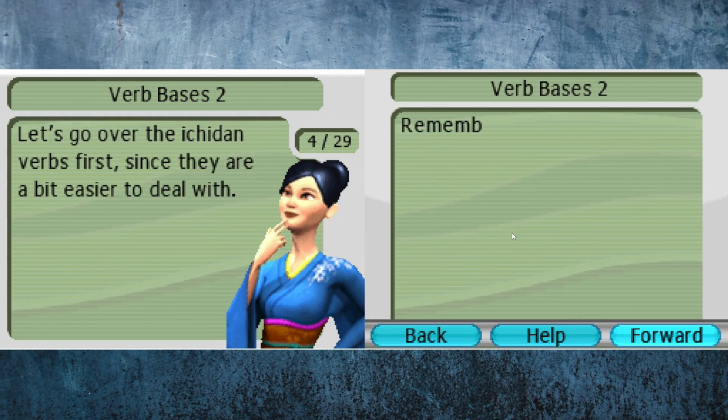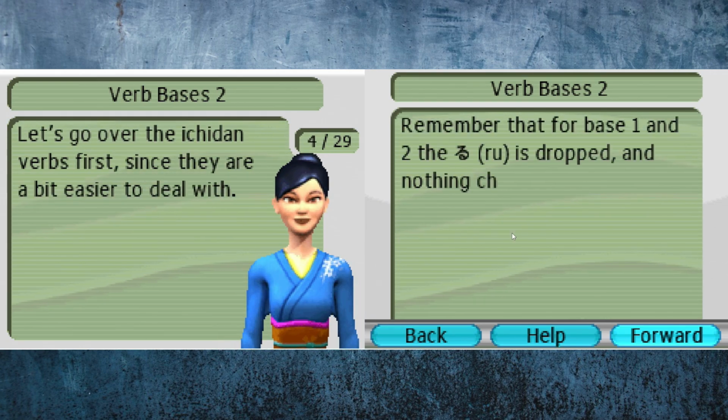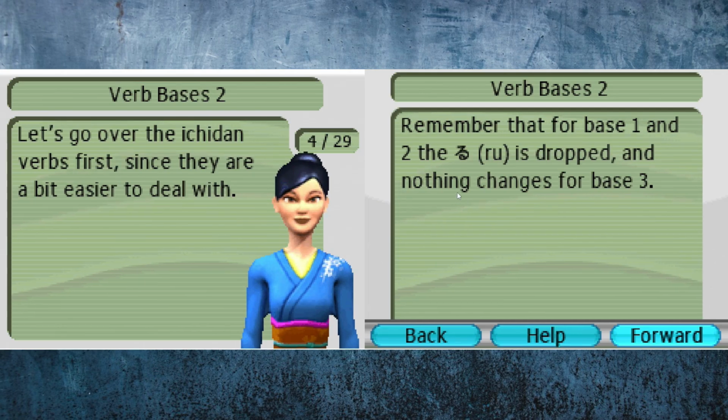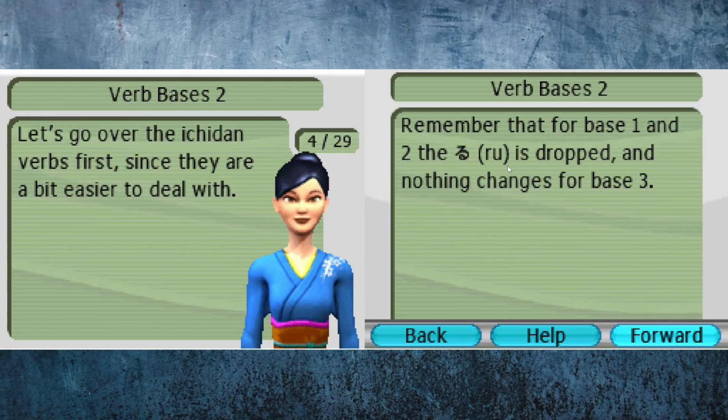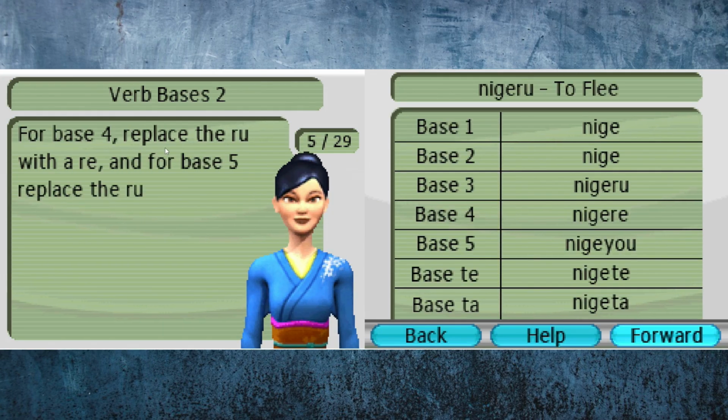Let's go over the ichidan verbs first, since they are a bit easier to deal with. Okay, so ichidan is the ru verb. Remember that for base 1 and 2, the ru is dropped and nothing changes for base 3. For base 4, replace ru with re, and for base 5, replace ru with yo.